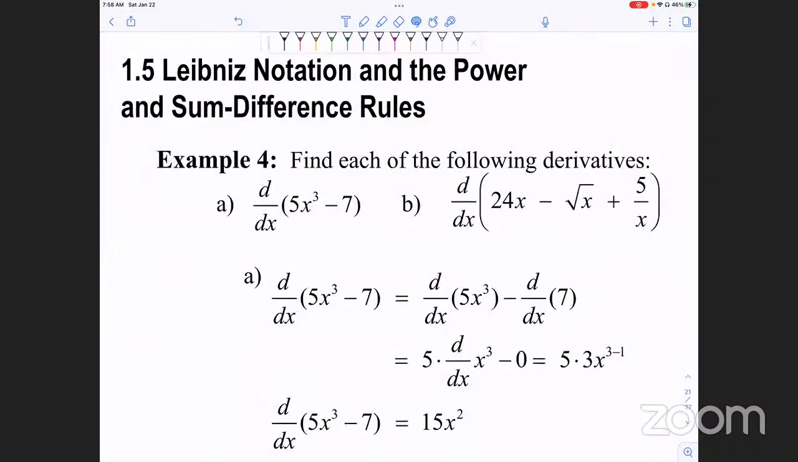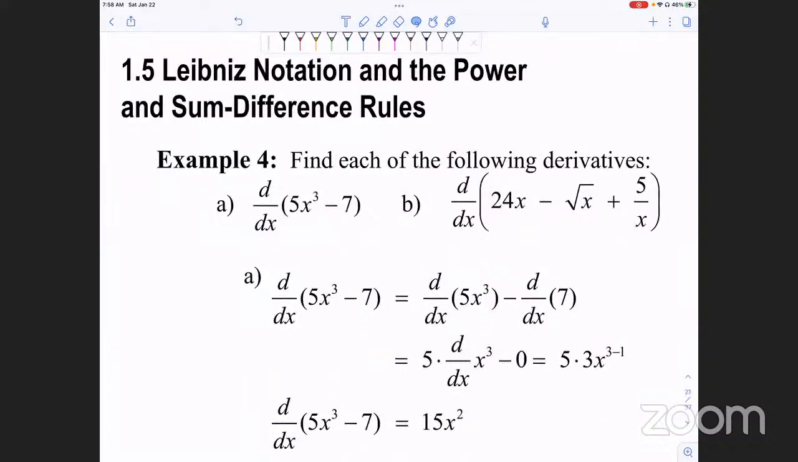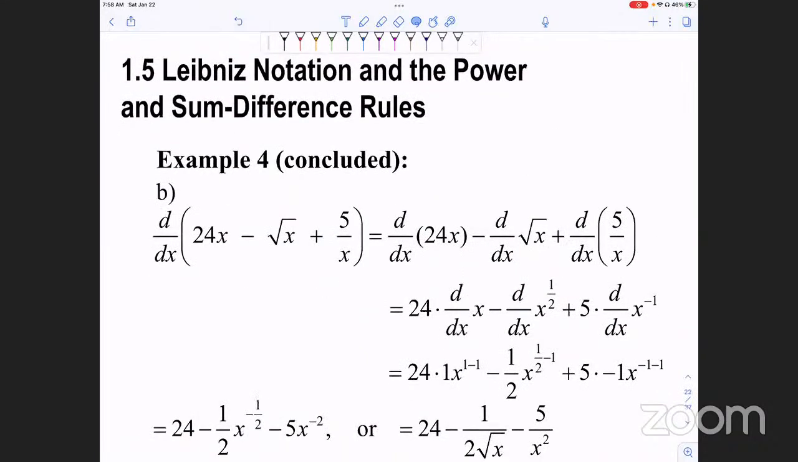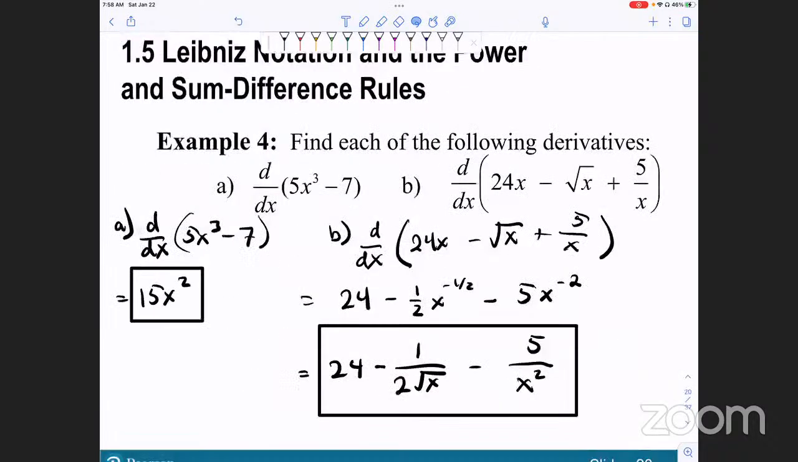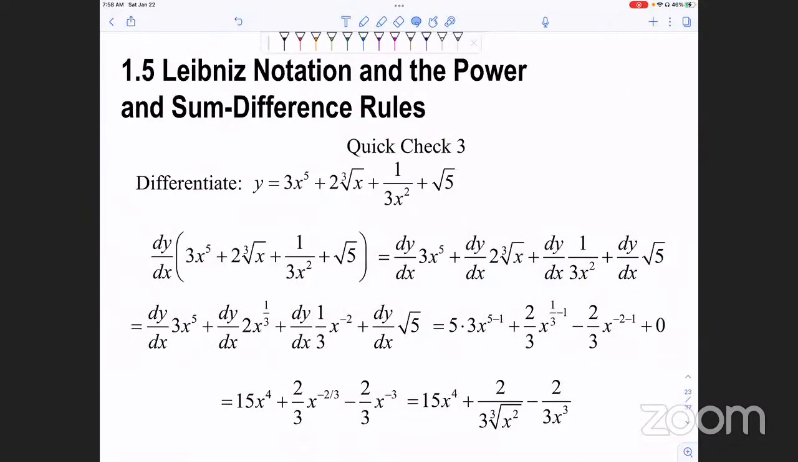Okay. So for part A, and the next one, 24 minus 1 over 2 root x minus 5x squared. I think we got all that. Check as an exercise, okay? You have the original, you can see the solution there. My recommendation is to take this original and work it yourself and see if you can reach the same conclusion.